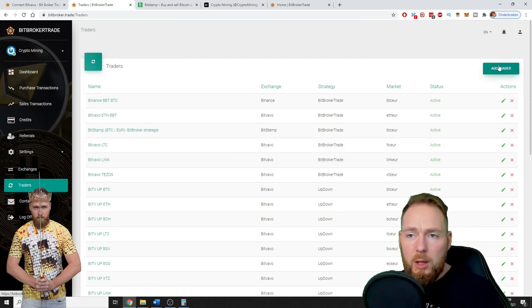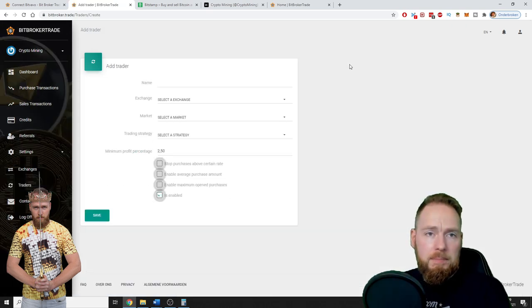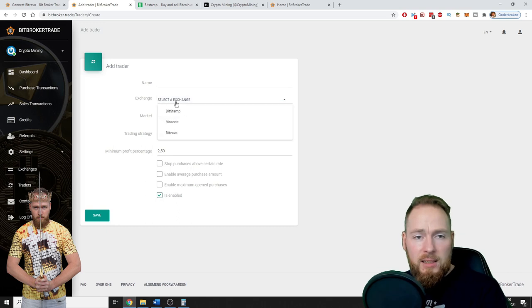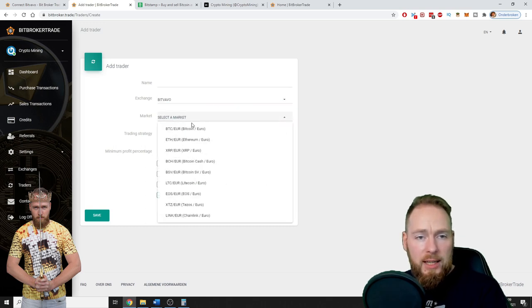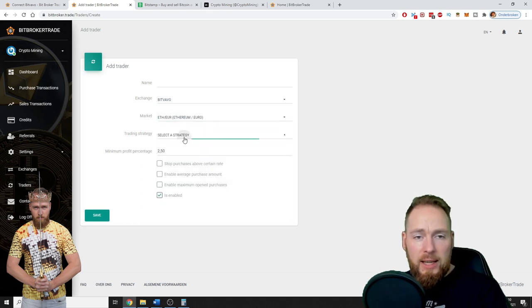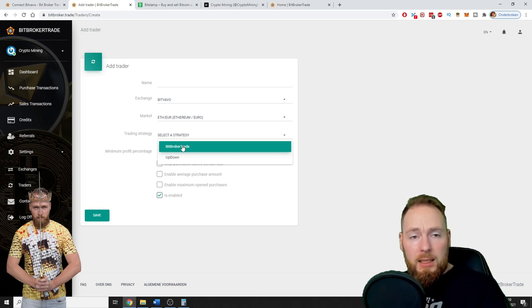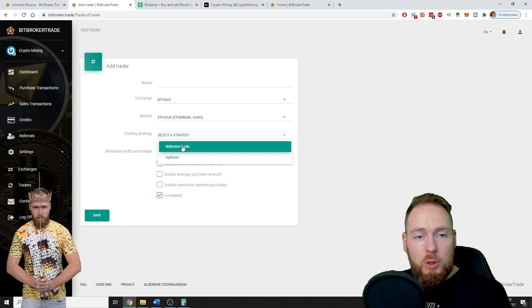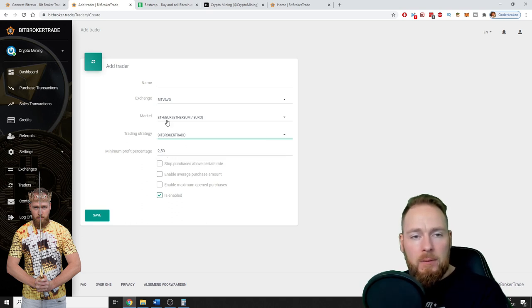I didn't input Ripple, but you just press add trader, you select an exchange, you select a market, as you can see here, Ethereum, Ripple, and much more, Litecoin, EOS, Link, etc. So you select the market, you select the strategy. I selected both strategies, so I added a trader on each trading pair except Ripple.